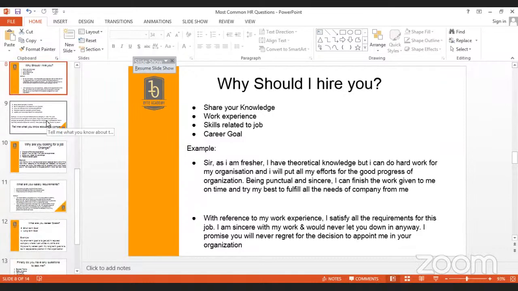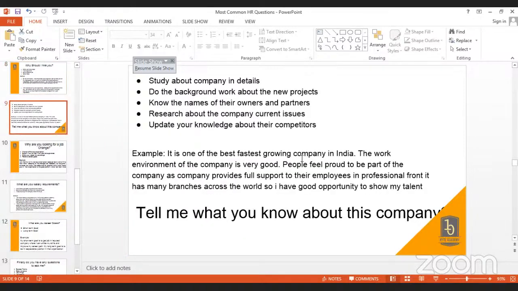So coming to the next question. Tell me what you know about the company, right? So, as I said from the very first slide, whenever you are applying for a company, always do background research about the company, right? So do not go in a blank manner. Study about the company in detail. Do background work on new projects. Know the names of the owners and their partners.